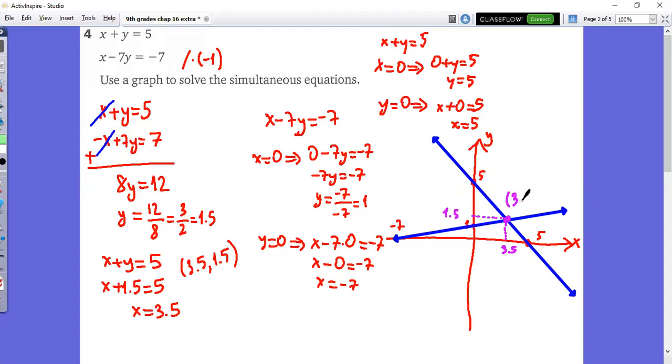Let's make it 3.5 and 1.5, which means x coordinate, y coordinate. X coordinate is the value of x in this system, and y coordinate is the ordinate of this point, 1.5. So in other words, it's the solution of y. It's 1.5.